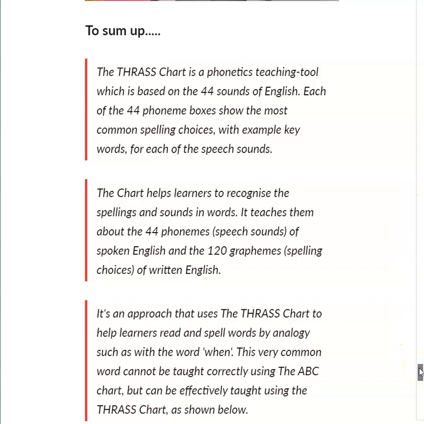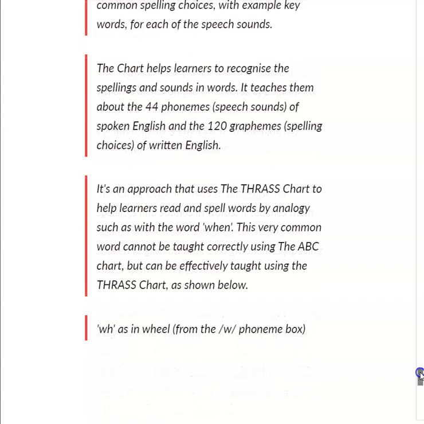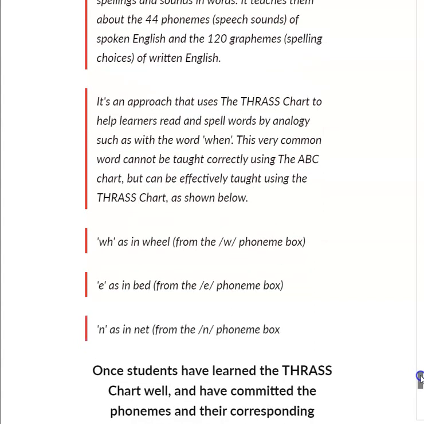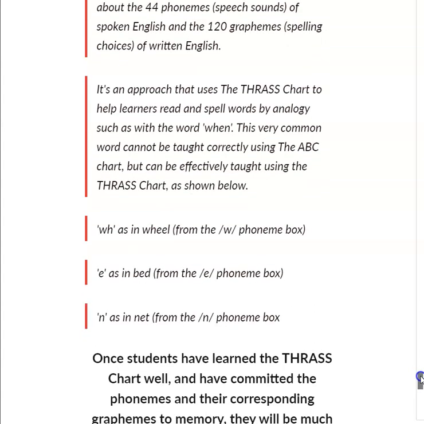It's an approach that uses the Thrass chart to help learners read and spell words by analogy, such as with the word when. This very common word cannot be taught correctly using the ABC chart, but it can be effectively taught using the Thrass chart, as shown below. So if we want to spell the word when using the Thrass chart, we can say the W is spelt like W as in wheel, WH, E as in bed with an E, and N as in net with an N.